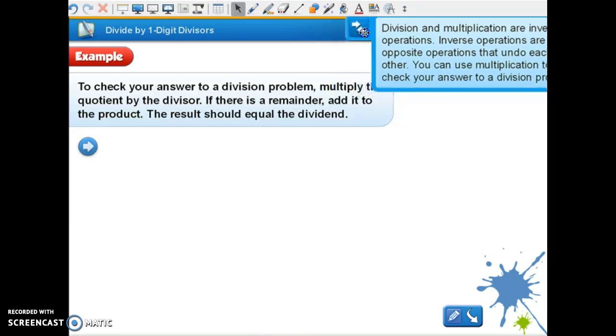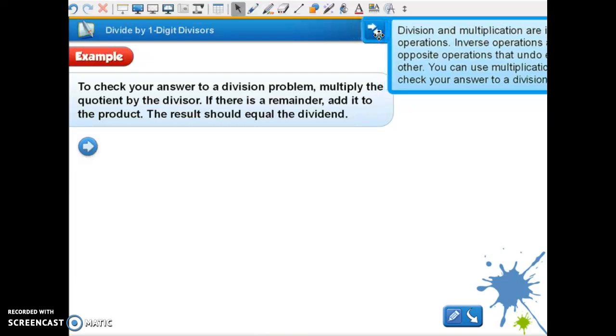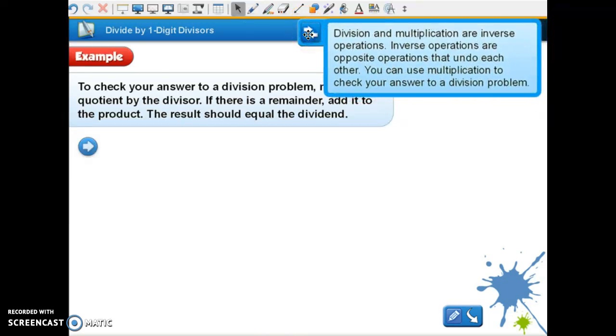Okay, now we're on page 66 under example. It says to check your answer to a division problem, multiply the quotient by the divisor. If there is a remainder, add it to the product. The result should equal the dividend. And like we talked about earlier, division and multiplication are inverse operations. Inverse operations are opposite operations that undo each other. You can use multiplication to check your answer to a division problem.